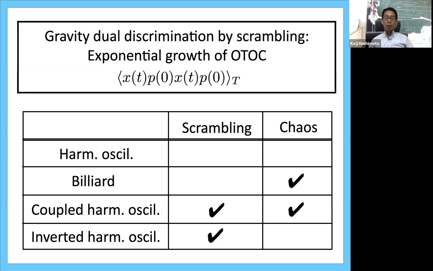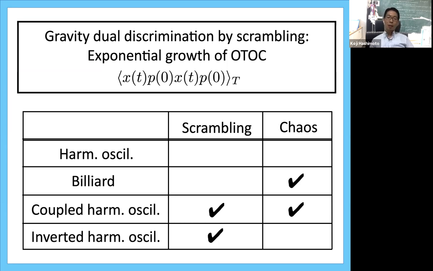And what is relevant for us is whether it has a gravity dual or not. And that is directly related to this exponential growth of OTOC. So it's scrambling rather than chaos. And as you can see from this table, for different quantum mechanics, each of them has different features about scrambling and chaos. For example, the harmonic oscillator, of course, doesn't scramble and doesn't have chaos. But if you have a coupled harmonic oscillator in a nice way, then it has both scrambling and chaos.